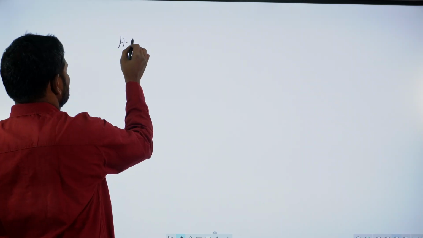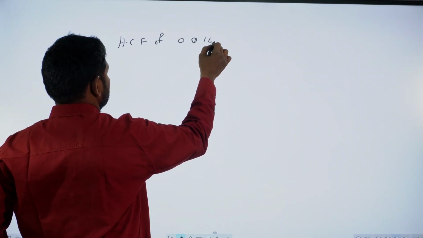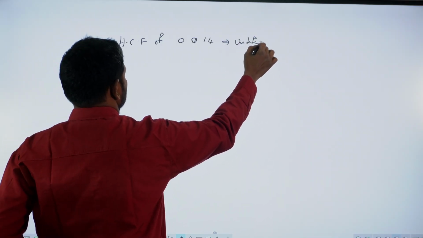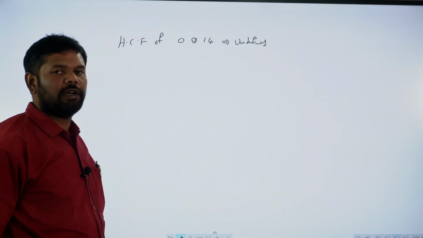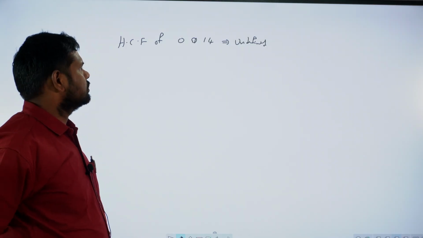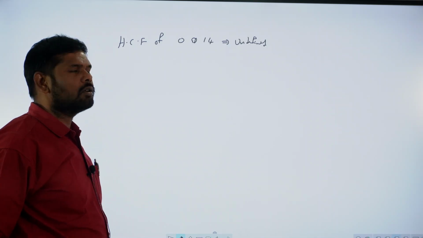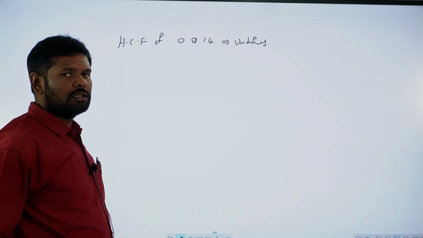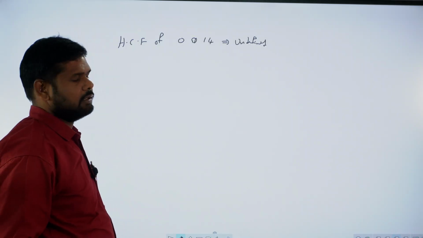Suppose in a question the HCF of 0 and 14 is undefined, simple. So the HCF of 0 and 14 means undefined. Right, 0 is divisible by 1, 14 is also divisible by 1, 2, 14, 7, all of these are possible. That's why the HCF of 0 and any number is undefined. Next.